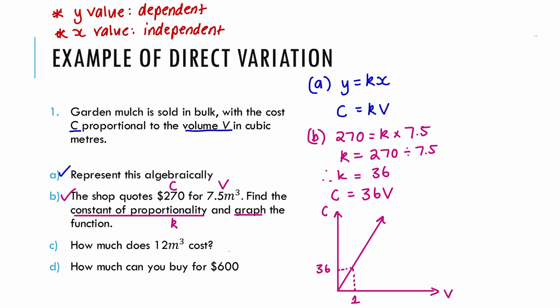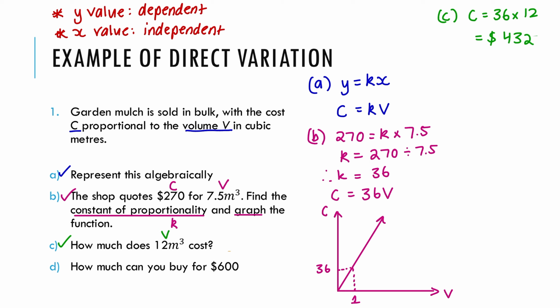Part C, it says how much does 12 meters cubed cost, which is our volume. So here I'm going to use my formula. So C will be equal to 36 multiplied by 12. So the cost will be $432. So that's part C.